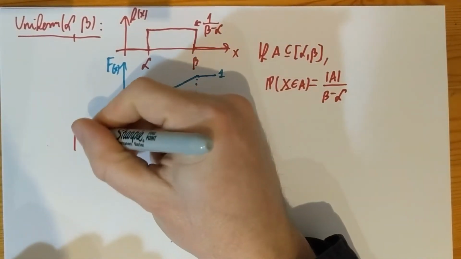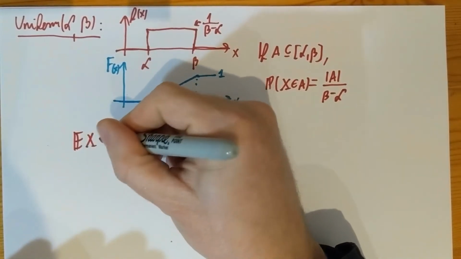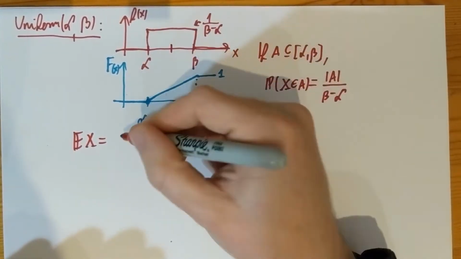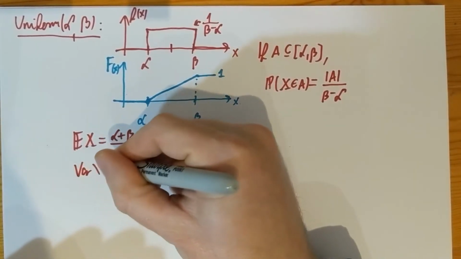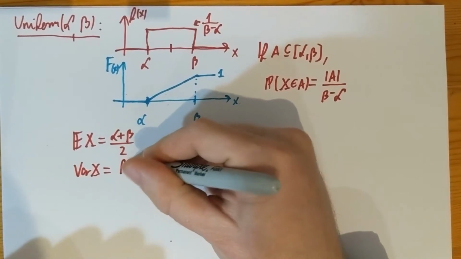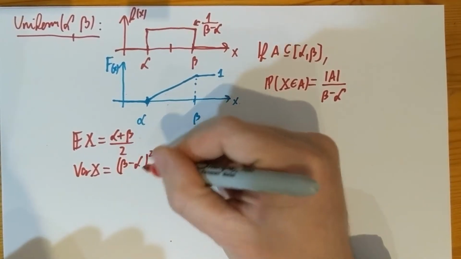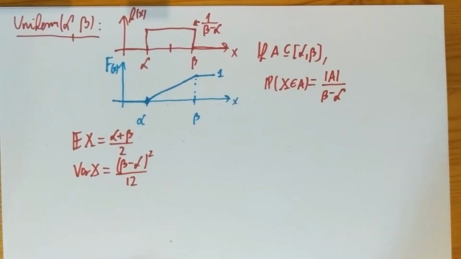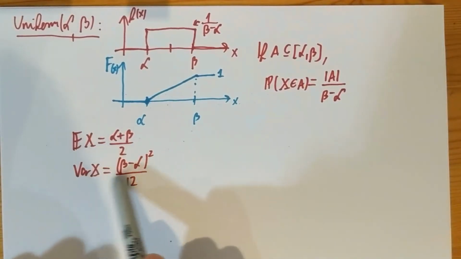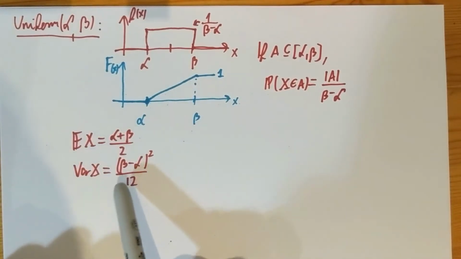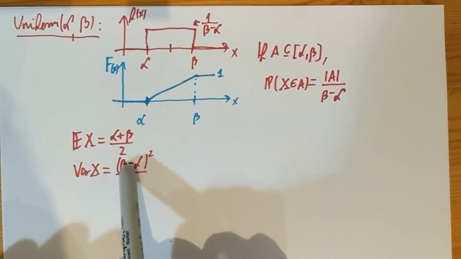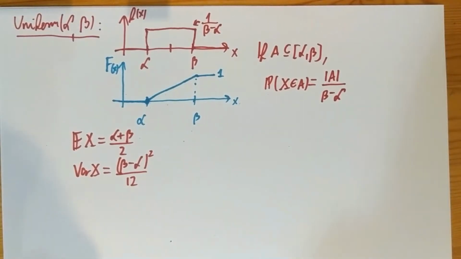The expectation of the uniform is very easy. It's just the midpoint of the interval, (alpha plus beta) over 2. And the variance of the uniform is not difficult either. It's (beta minus alpha) squared over 12. And actually, if you know your probability, and you think about translations, then it's not hard to see that the variance must be proportional to (beta minus alpha) squared. The number 12 is something you have to work for a little bit more.